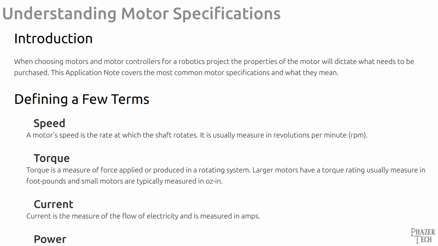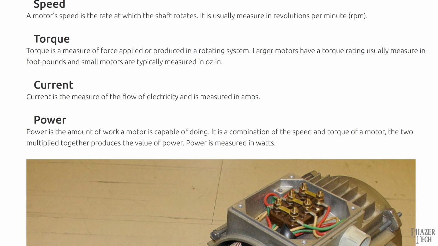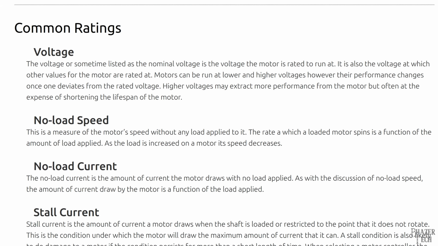Now, some other important specs to consider are voltage, current, and power. Every motor will have a maximum rated voltage. If this voltage is applied to the motor, then it will rotate at its maximum speed. And if you give it a lower voltage, then the motor will turn at a slower speed. Keep in mind that most motors will still work if you apply a higher voltage than what it's rated for, and they will spin at a faster speed.